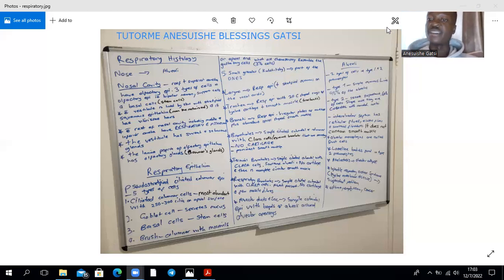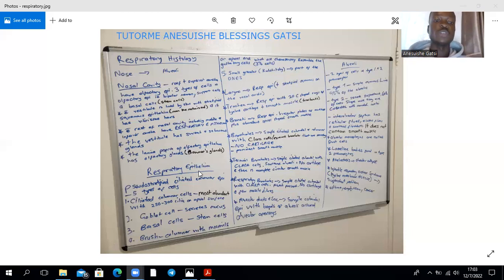Then you also have the pharynx. The pharynx will also be part of the conducting portion, and you're also going to expect to find respiratory epithelium there, right? Then you have the larynx. But before we talk about the larynx, let's now talk about the respiratory epithelium, which we said lines the respiratory portion of the nasal cavity all the way down to the bronchi.